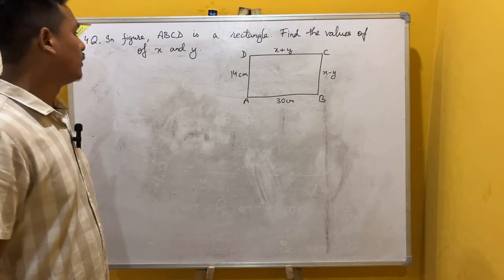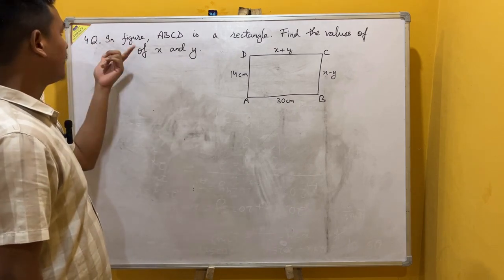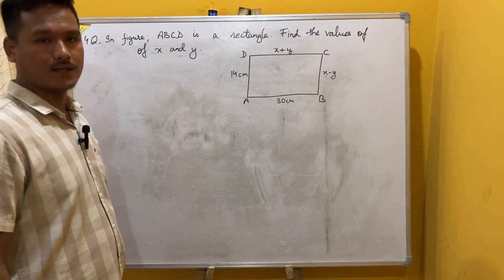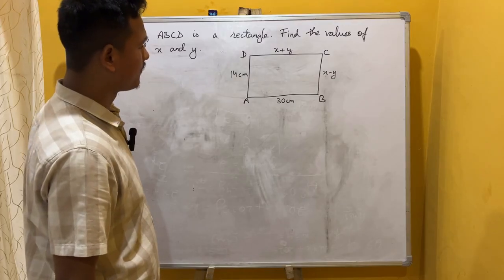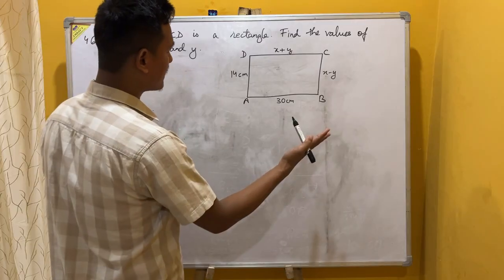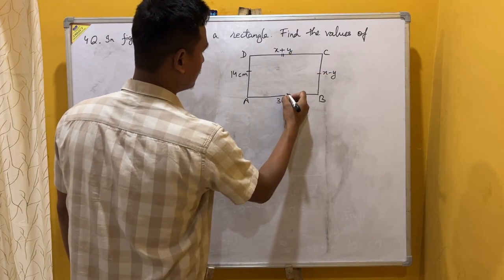Okay, now let's look at this question. It says in figure ABCD is a rectangle. Find the values of x and y. So as you can see, the figure is a rectangle, the opposite sides are equal. Means this side is equal to this and this side is equal to this.